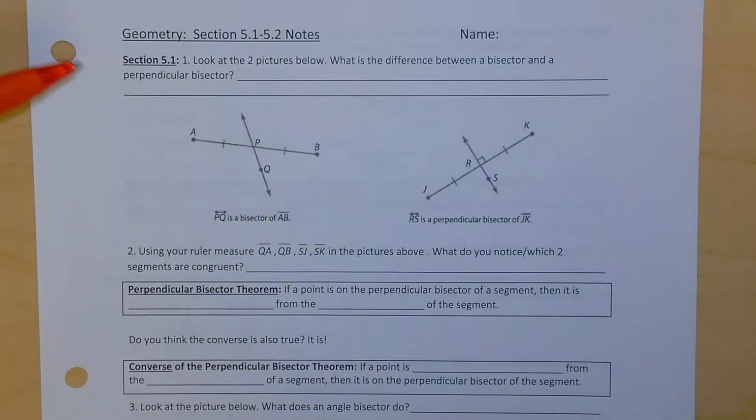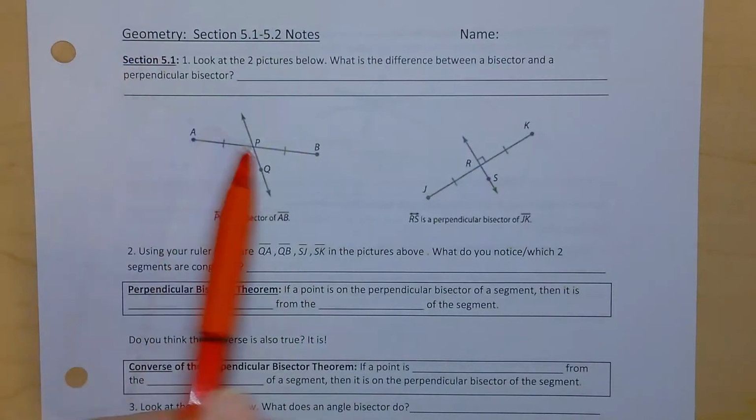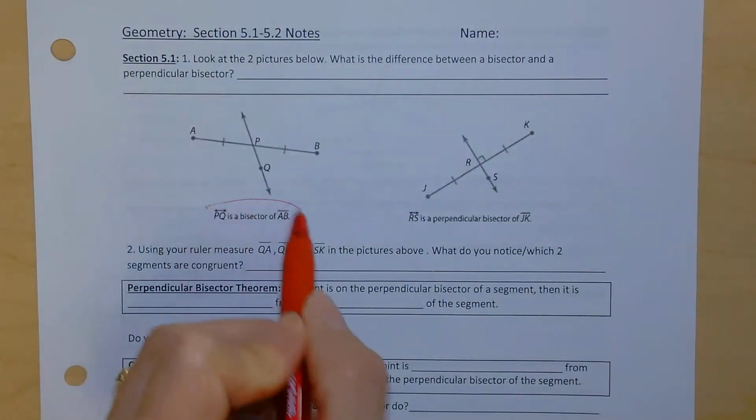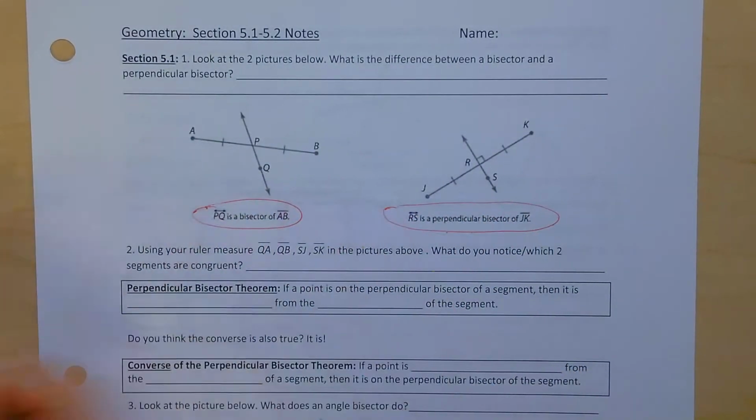So we're going to look at 5.1 and 5.2, and we're going to start out by looking at some common terms that we already know about, but we're going to take these common terms and eventually put them into triangles. So the first thing I want you to do is notice that we have two pictures here, and they're asking what the difference is between a bisector and a perpendicular bisector.